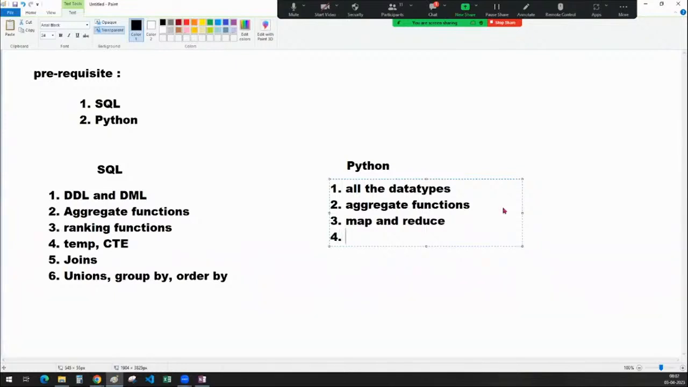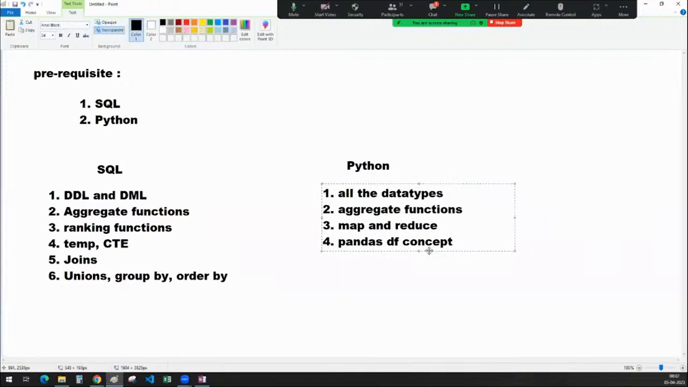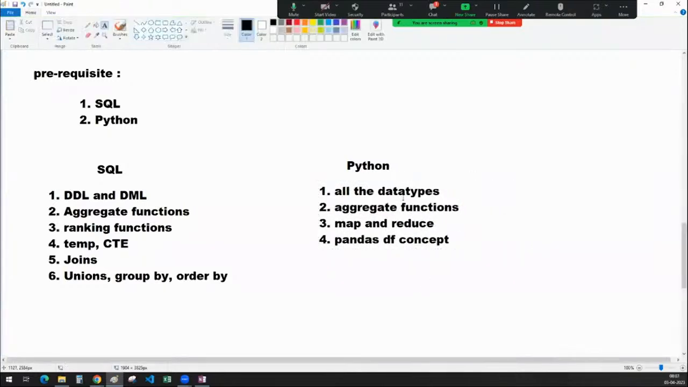And if you still get time, just focus on the pandas framework. In pandas, look at the DataFrame concept and how to create a DataFrame. That's it. If you are just focusing on these things, that is enough, I believe. All the data types, aggregate functions, map and reduce, the pandas DataFrame concept, if you get it. But the minimum, the basic thing I would expect, is all the data types and their differences.